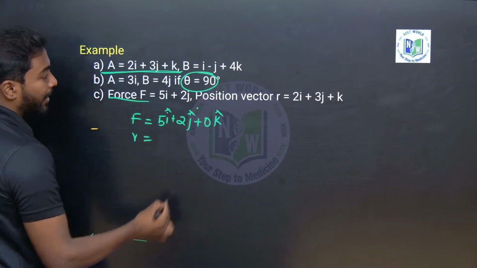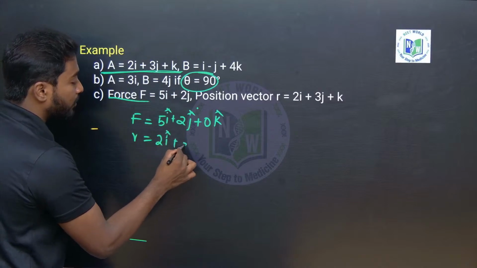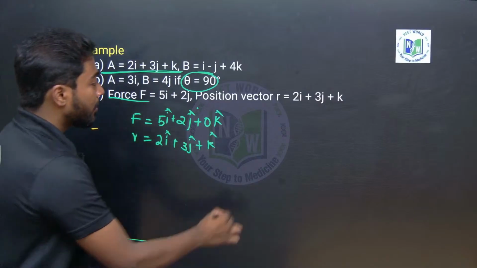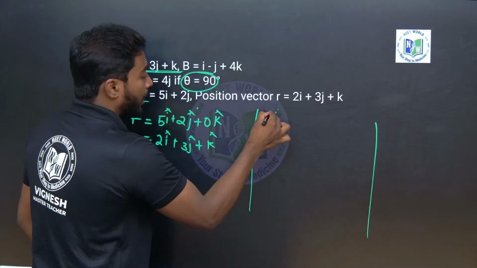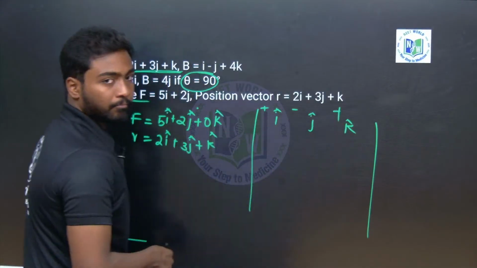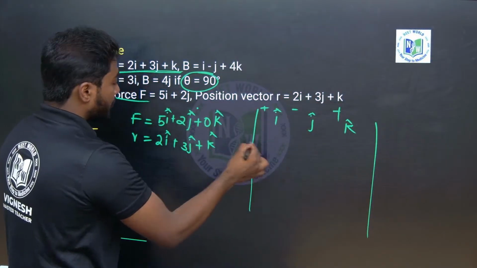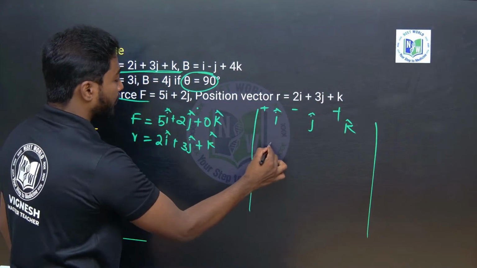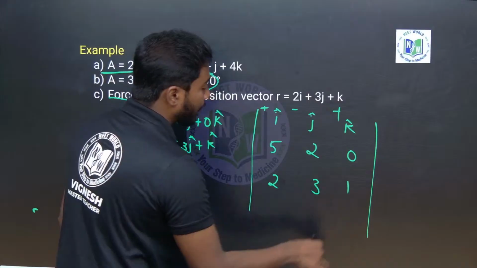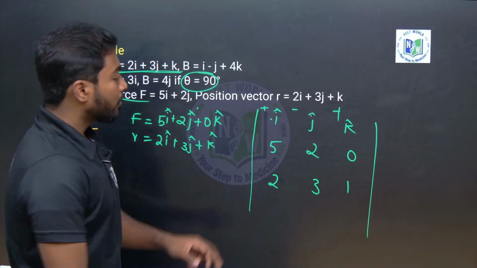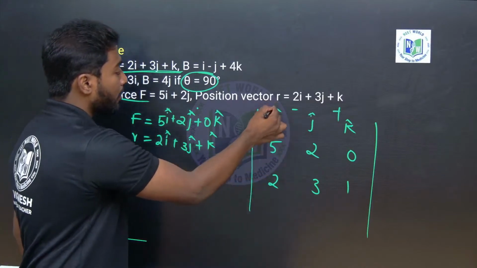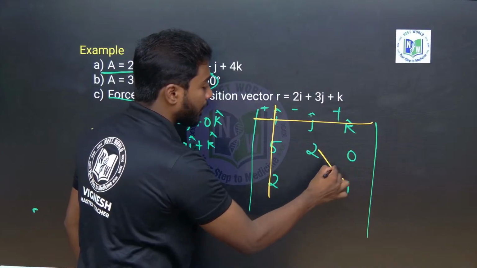R is equal to, what is r given? 2i cap plus 3j cap plus k cap. If I want to find F cross r, take the modulus i j k, so plus minus plus, right? Now what are the given numbers here? 5 2 0, again 2 3 1. So when I want to find i, close i and this one, cross multiply, right?